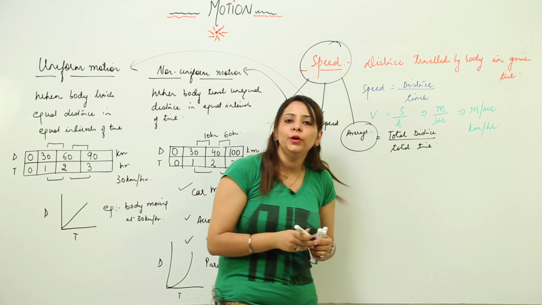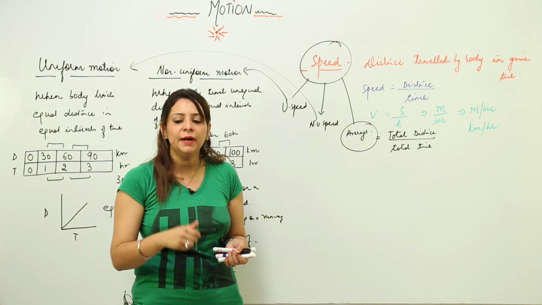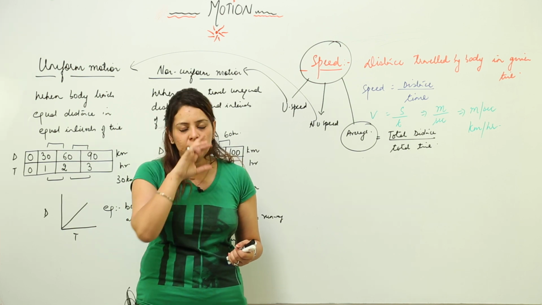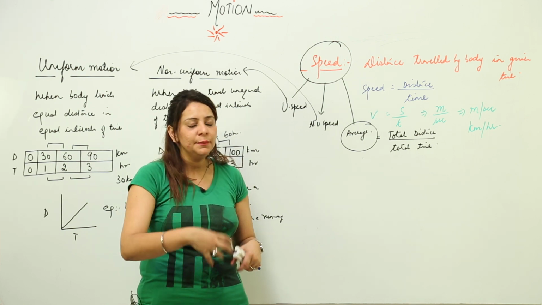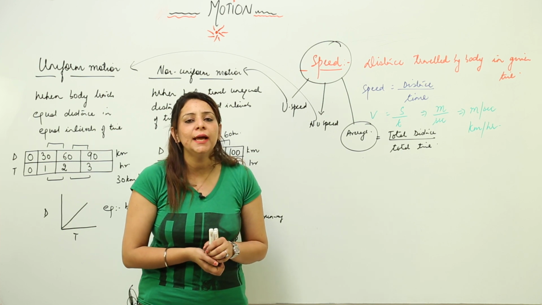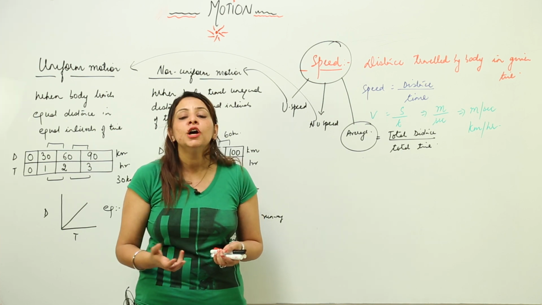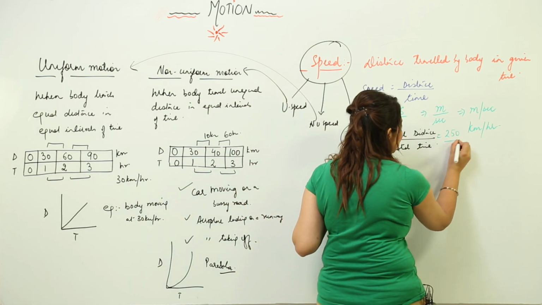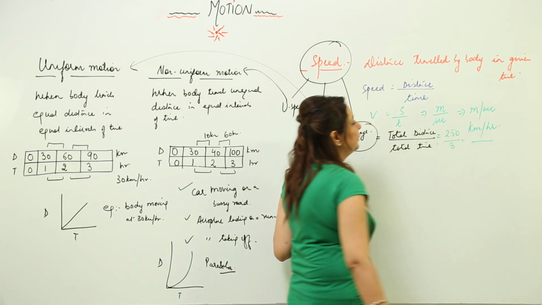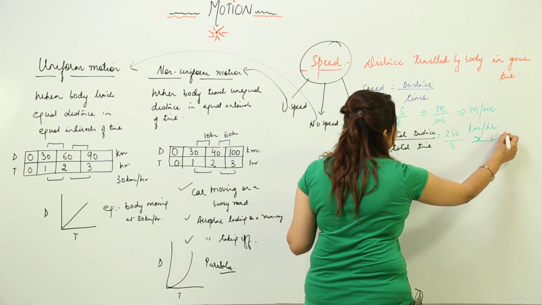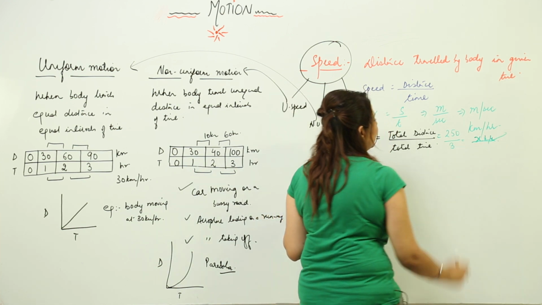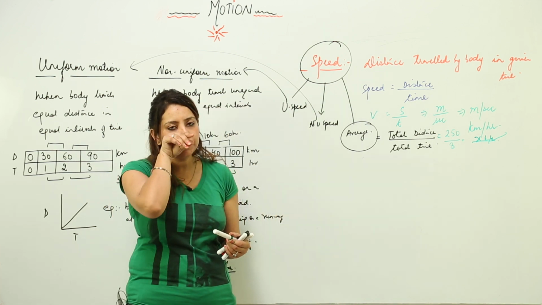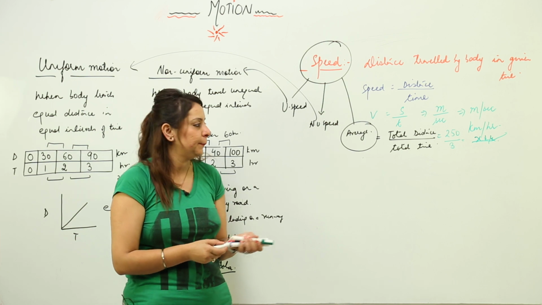Suppose I am traveling to Delhi, and my distance from Chandigarh is 250 kilometers. So I am traveling 250 kilometers, and the total time taken by me is 3 hours. That means my average speed comes out to be 250, my total distance, over 3, the time. Let us say this is x. So x kilometers per hour is going to be my average speed. That means average speed is the total distance with respect to total time.